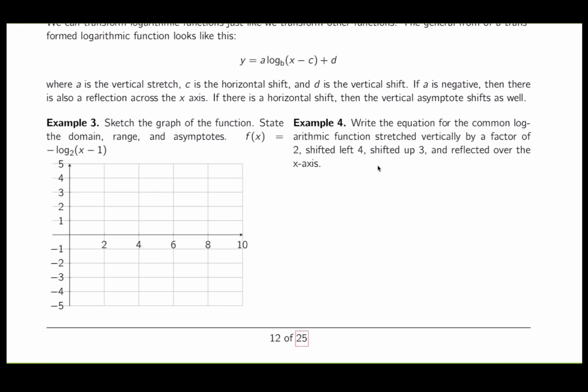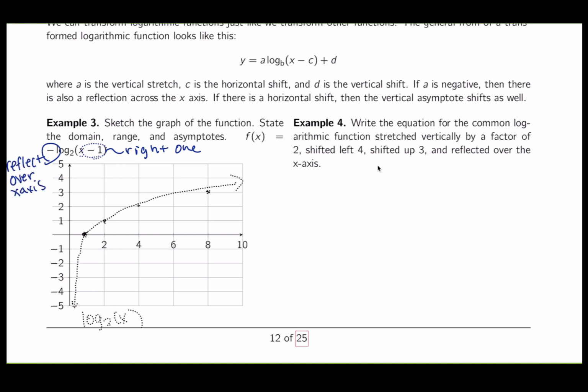So I want to sketch the function negative log base 2 of x minus 1. And I might start with a guiding sketch to remind me what the graph of log base 2 of x looks like. So what kind of translations do we have here if I want to think about the graph negative log base 2 of x minus 1? This x minus 1, the minus 1 is going to shift it to the right 1, and this negative in front is going to reflect over the x-axis.